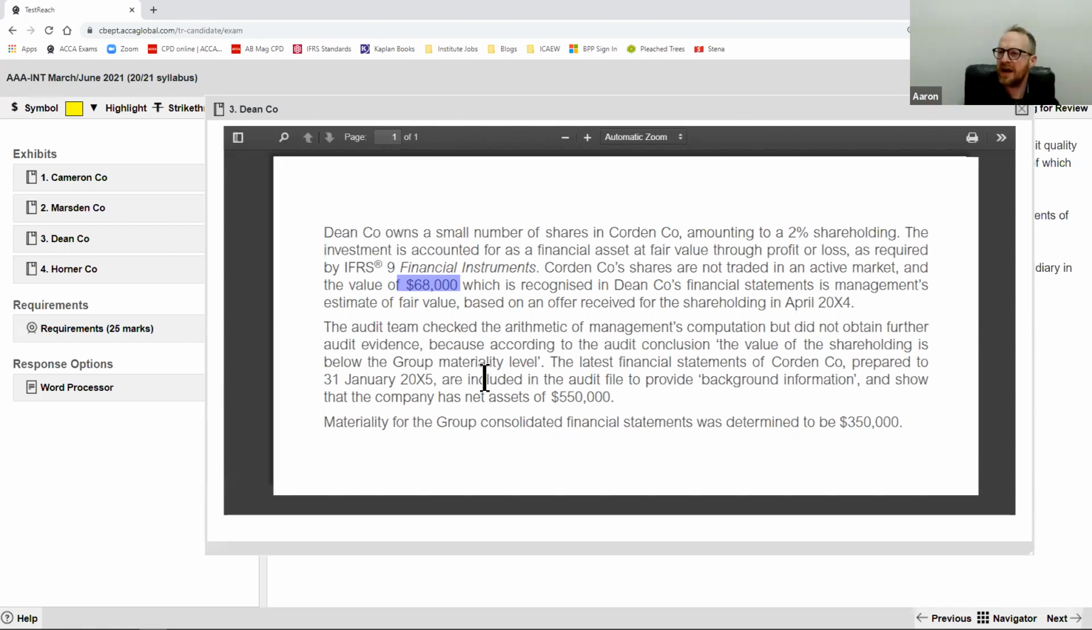We need to think about whether that valuation is reasonable based on the net assets. We need to work out why they're using group materiality instead of component materiality. Remember, group materiality is for the whole group, but we need to look at the component and think about the materiality for that. So again, you're just looking for problems when it comes to these quality control sections.